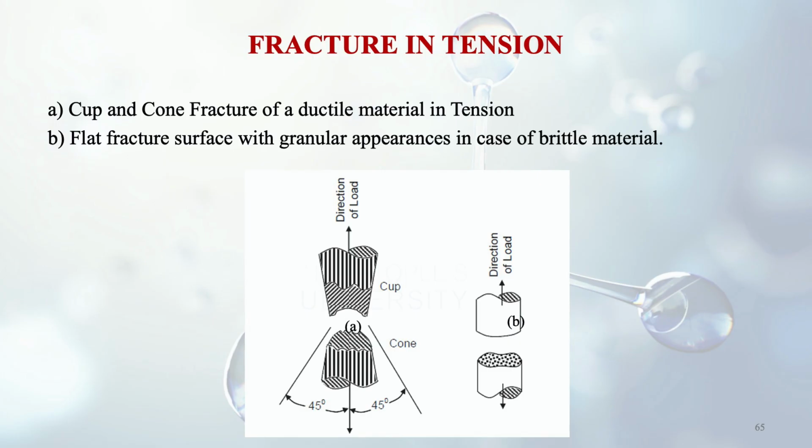Whereas in case of the brittle materials, you see there is nothing like cup and cone. They have simply broken across the cross section. There is no distortion in that portion. They have simply broken, and you can also see granular things are there. So that is the difference. In case of ductile, there are lines, whereas in case of brittle, the granular portion is there.